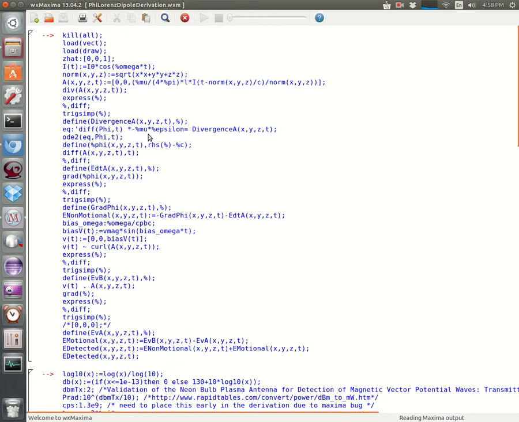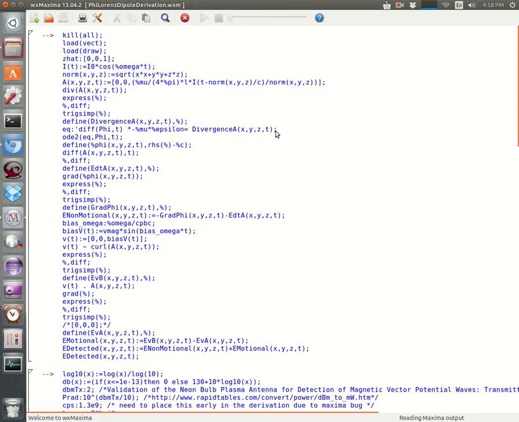There is, in fact, no Lorentz gauge. There is only Lorenz gauge. This is the Lorenz gauge. You take the derivative of the scalar potential with respect to time, multiply it times minus the permeability of free space times the permittivity of free space, and that gives you the divergence of the vector potential.